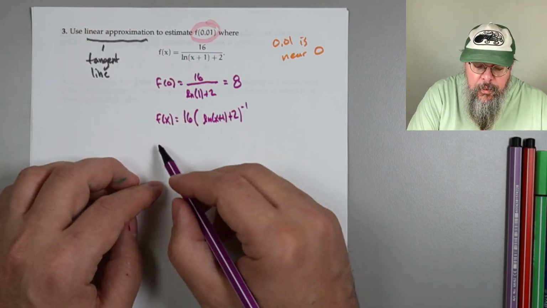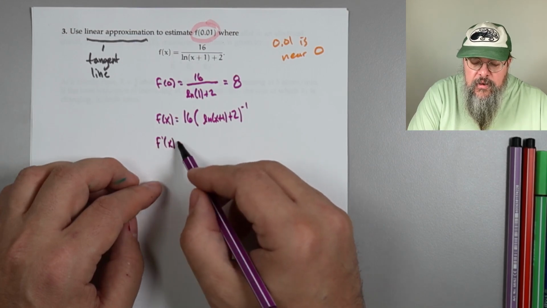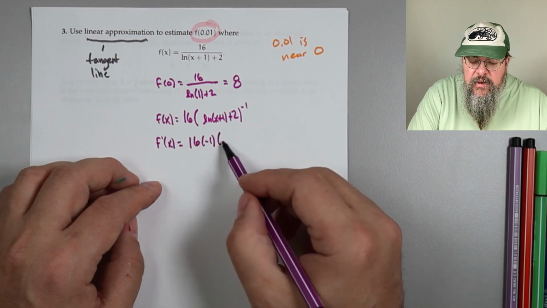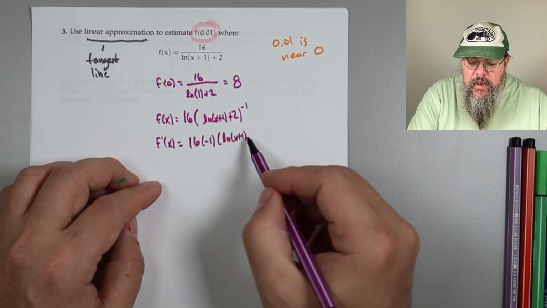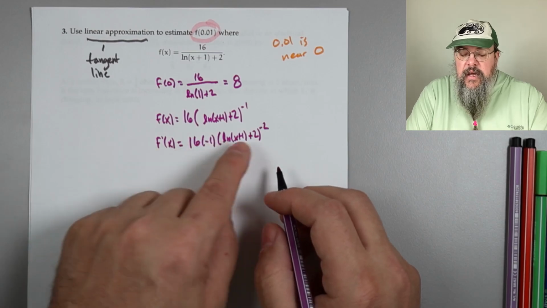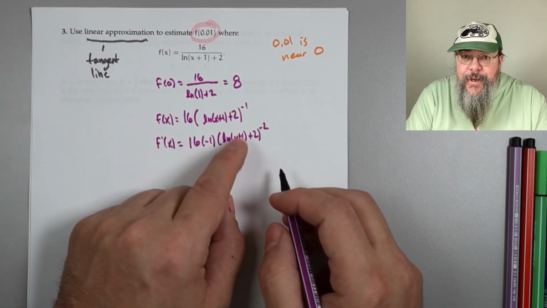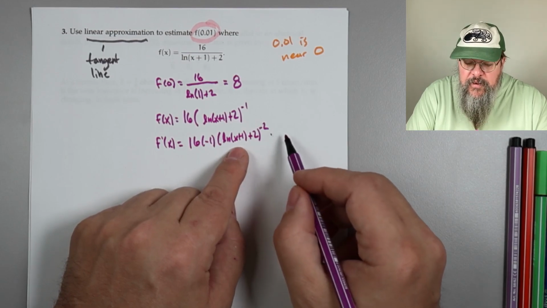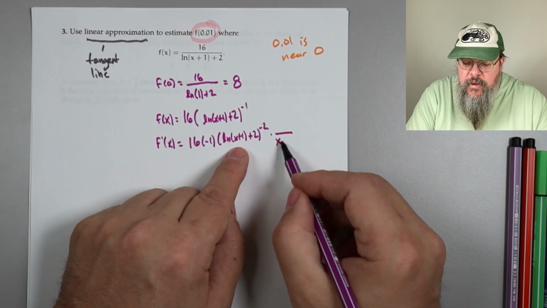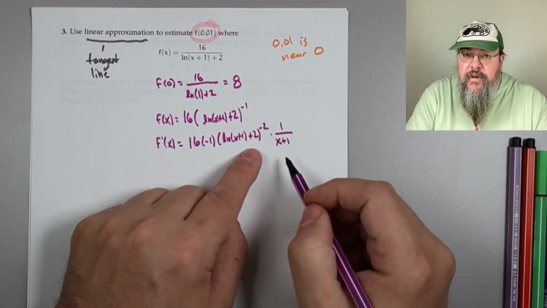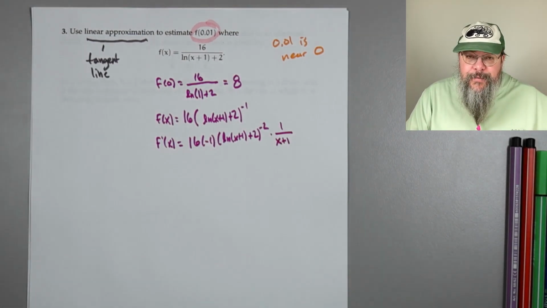And now, when we take a derivative, what do we get? Well, we have the 16, the minus 1 comes down, log of x plus 1 plus 2 to the minus 2 power, and we're doing chain rule. Don't forget the derivative of the inside. Well, times, what's the derivative of log of x plus 1? You put x plus 1 downstairs, the derivative of x plus 1 goes upstairs, and the derivative of 2 is 0, and we're done with the chain rule.